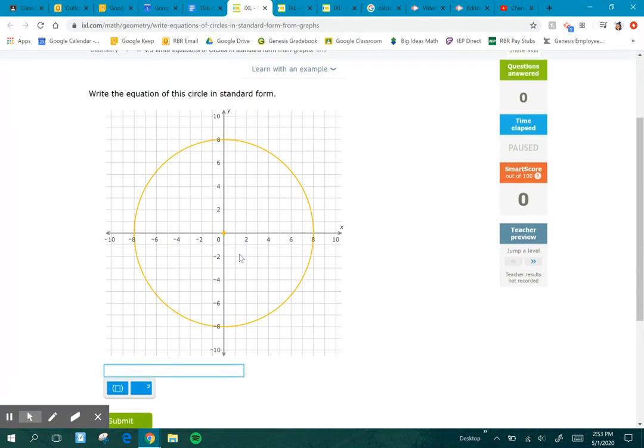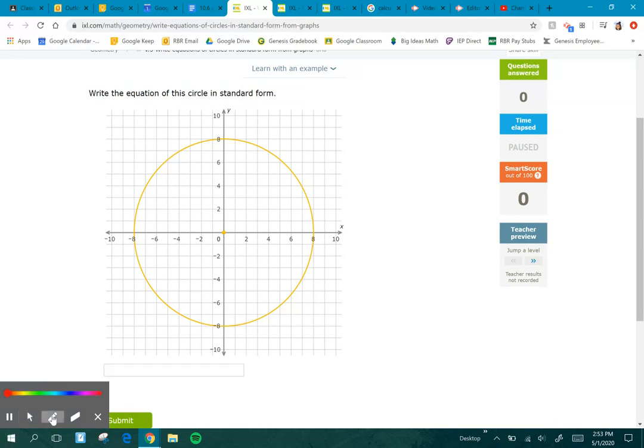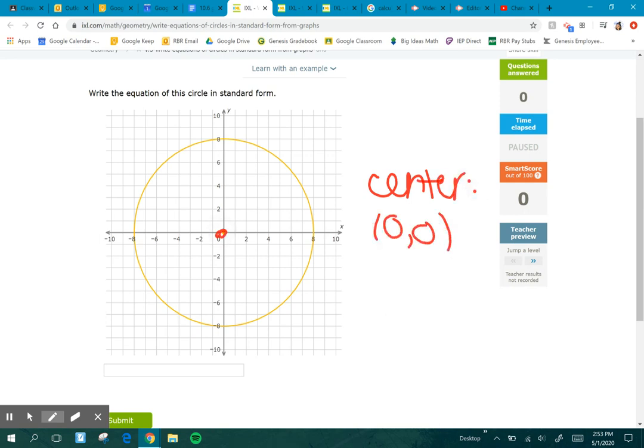So this is what it would look like on IXL. It's the exact same questions as before, but it's a little finicky with how you plug it in. So they want us to write the equation of the circle in standard form given the graph. So I know that my center here is 0, 0. So my center is right here. So that guy is 0, 0. This is the stuff that you should be writing on a separate sheet of paper as you work through. Then I need to know my radius. So if I count over, my radius equals 8.